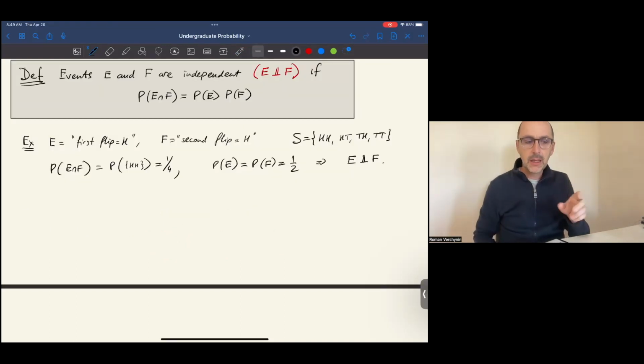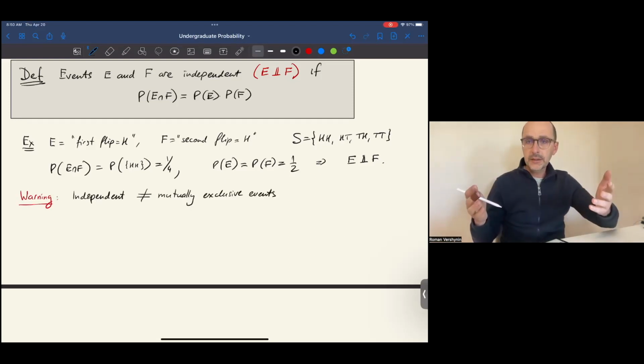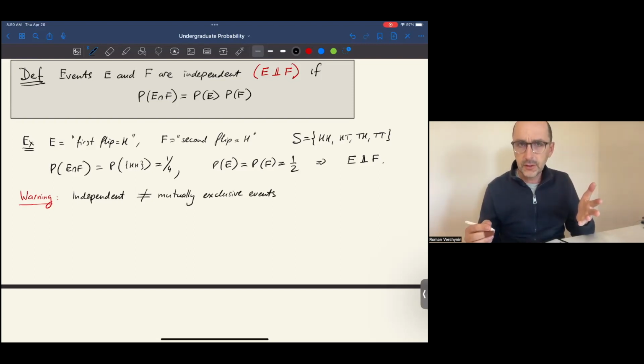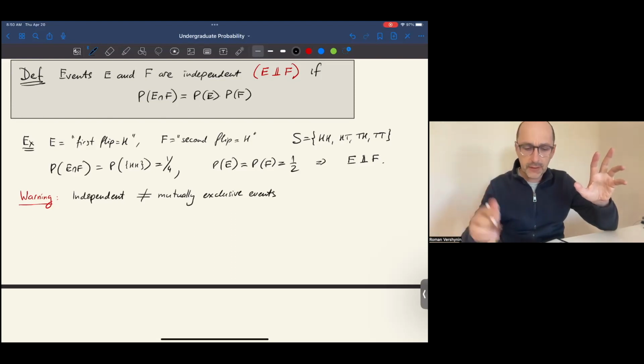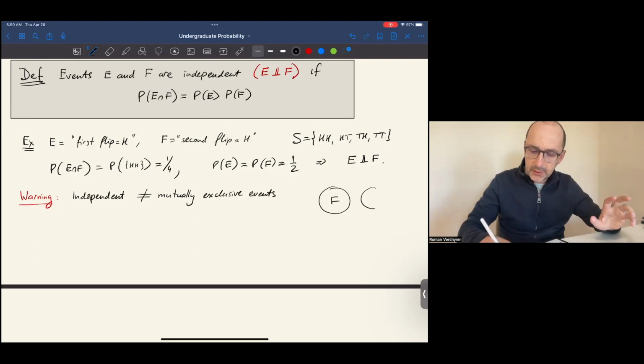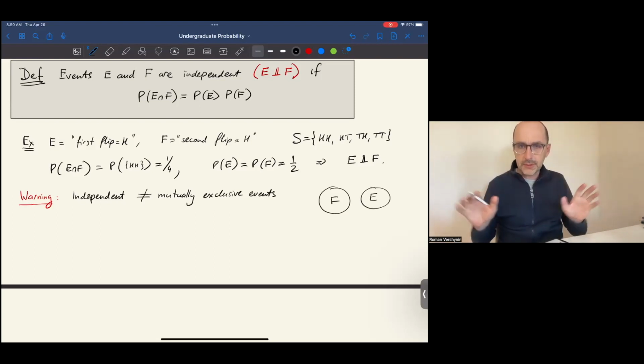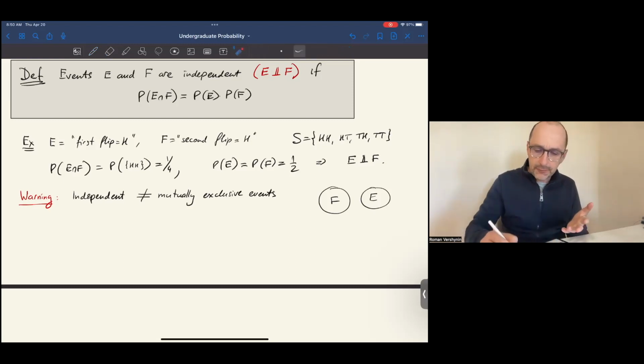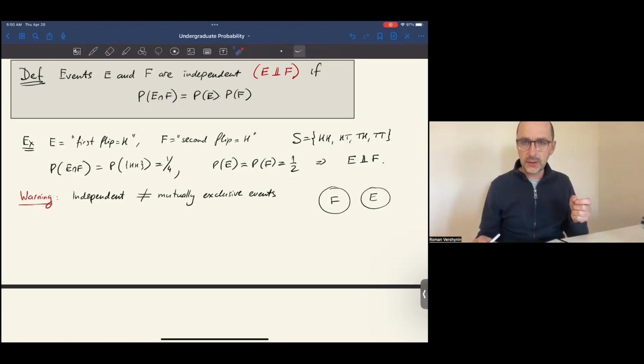One important warning: independent events are not the same as mutually exclusive events. In fact, these are completely different, almost opposite notions. Indeed, mutually exclusive events means that if one event happens, F, for instance, then the other event, E, may not happen because their intersection is empty. The occurrence of F does affect the likelihood of E very, very negatively. It excludes it completely. So being independent is not the same as being mutually exclusive.